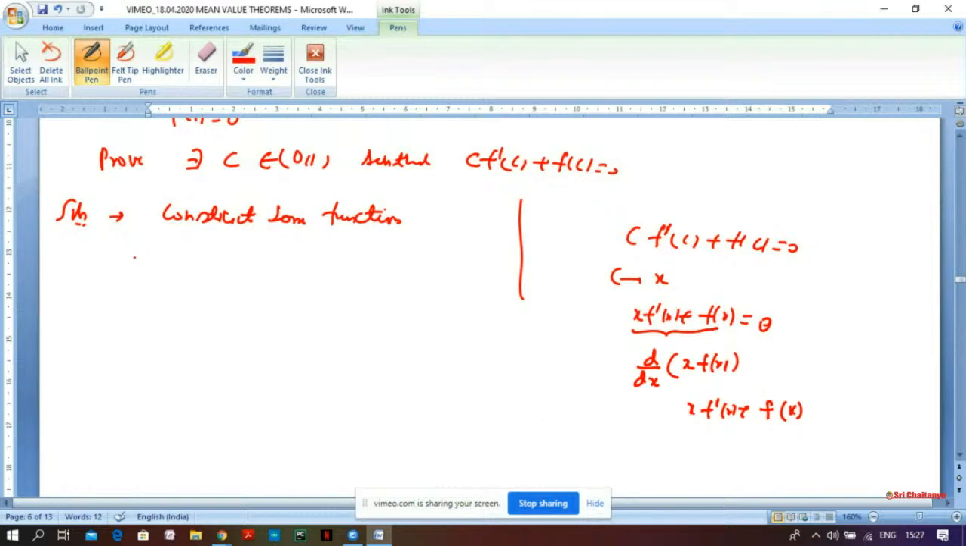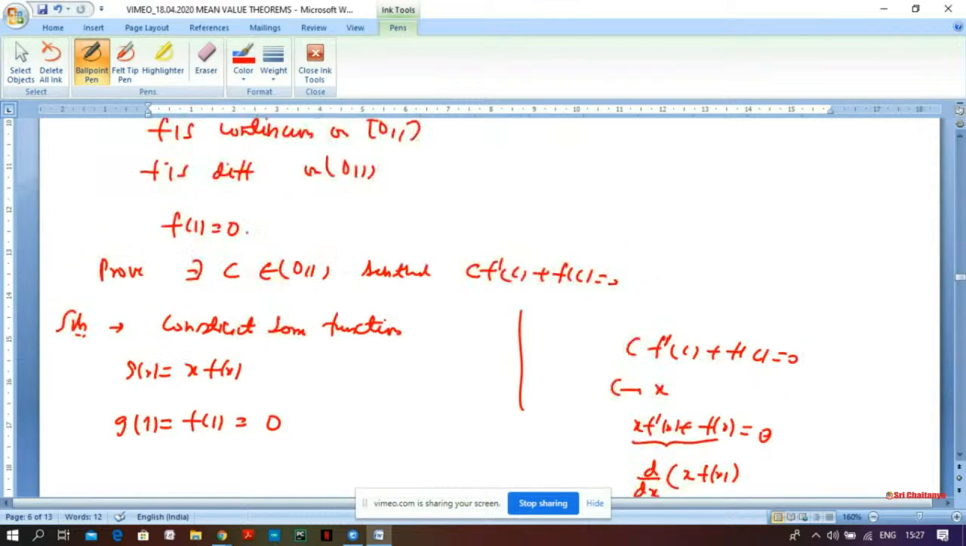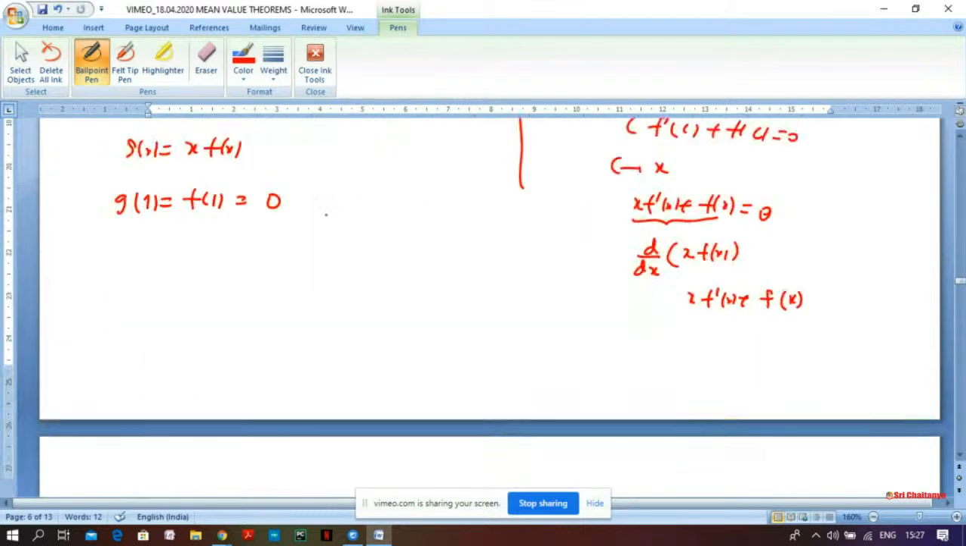So let's do this one. If we consider the function g(x) is x times f of x, then g of 1 is f of 1, which is given to be 0. f1 was 0. f0 did not say anything, for good reason, because g(0) is 0 times f(0). f(0) we don't know, but the product is 0. So we now know g(1) and g(0). And now it's time to apply Rolle's theorem.